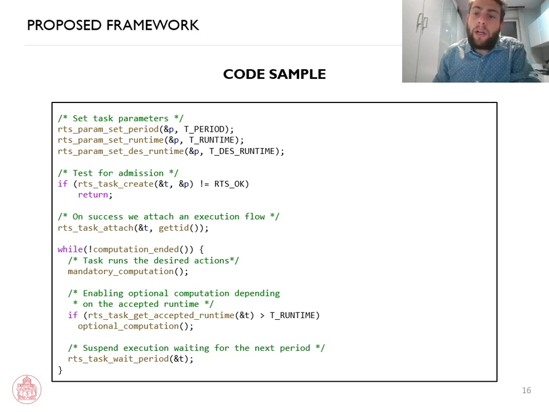Okay, in this slide I have reported a code sample. Maybe it could clarify the concept. Let me take the laser. So in the first part, the task declares its parameters, and then it tries to create the logical task. If the test is passed, we can attach the current flow of execution to the logical task created. Then in your cycle, you can do your mandatory computation, but if you have some spare time, because the daemon accepted your desired runtime, you can do also optional computation, and then of course you can finish your period.